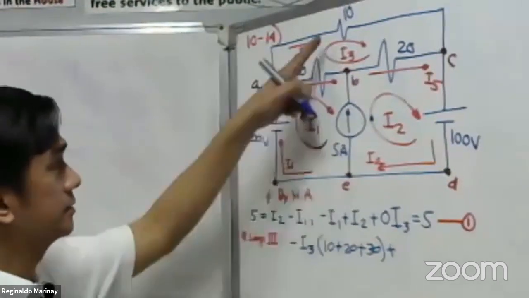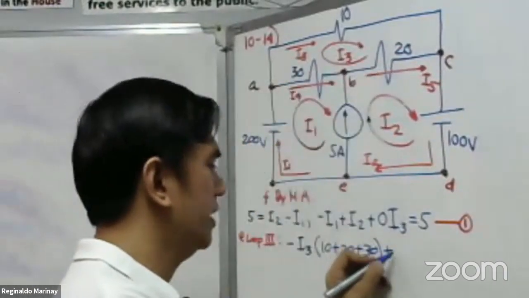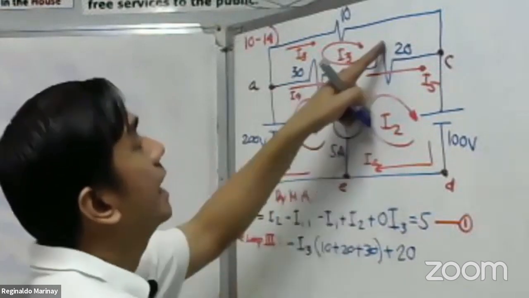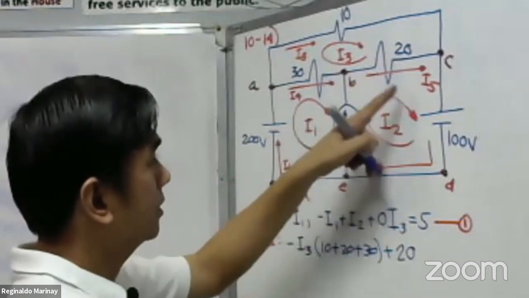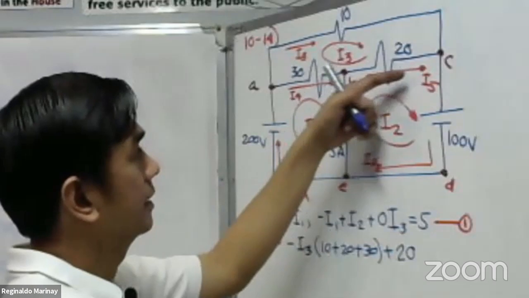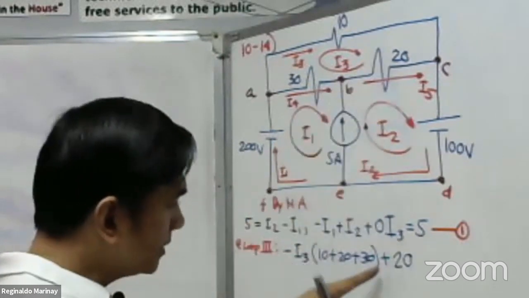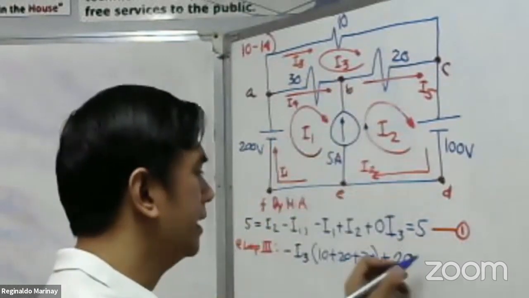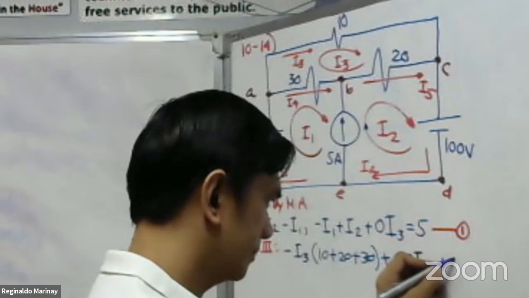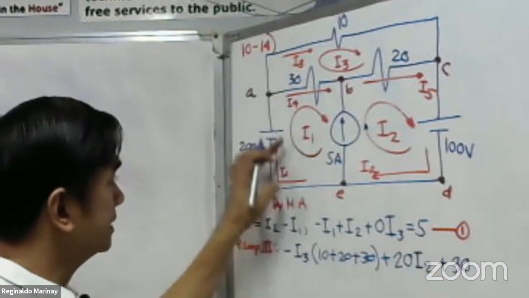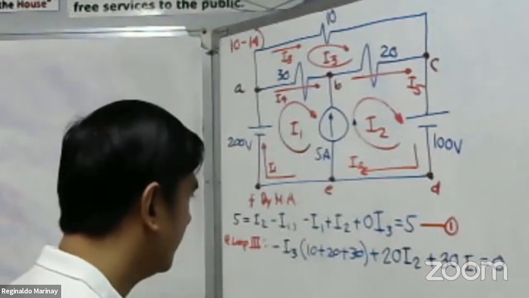Plus the product of the common resistor. This is the common resistor, the 20, multiplied by the adjacent circulating current, which is what? Because this concerns the I5 here. The I5 concerns the current of I3 and I2. So, plus 20 I sub 2, the adjacent current, I sub 2. Okay, what about for the 30? Plus 30, this is I sub 1, is equal to 0.